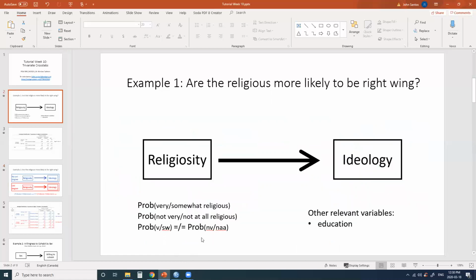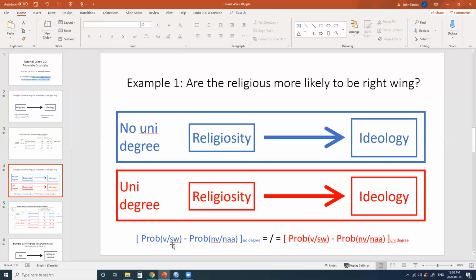And so in our original model, we said that for an independent variable to have a relationship with the dependent variable, there has to be a difference in probabilities amongst the categories of the independent variable, right? That's what this is, right? The probability of identifying, let's say, as a right winger is different amongst the religious folks versus the non-religious folks. Well, here, what we're saying is that difference in probability between religious folks and non-religious folks is different amongst those who have no university degree than it is amongst those with a university degree, right?